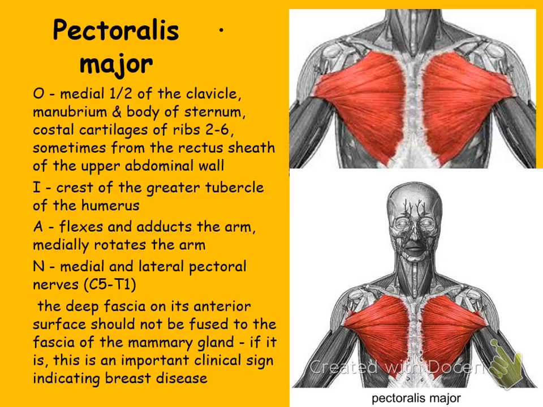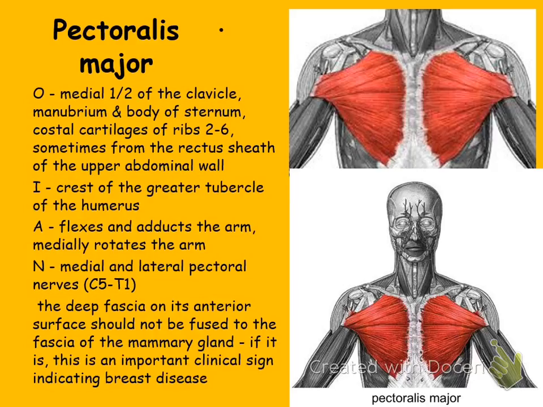So origin is the medial one half of the clavicle, the manubrium, and the body of the sternum. Remember those parts, right? Manubrium's at the top. The body is in the center of the sternum. Cartilages of ribs 2 through 6, clear down to the 6th rib, and sometimes the sheath of the upper abdominal wall.